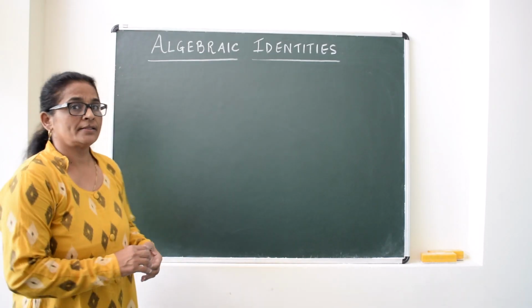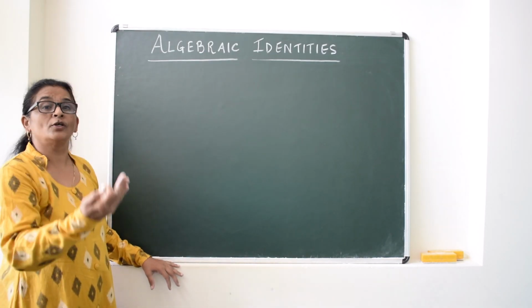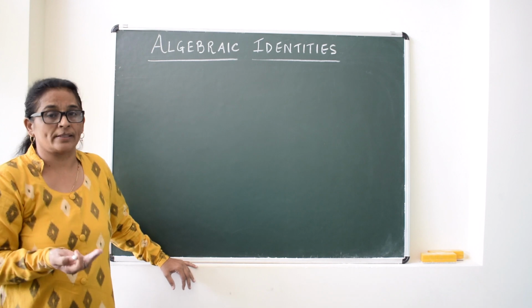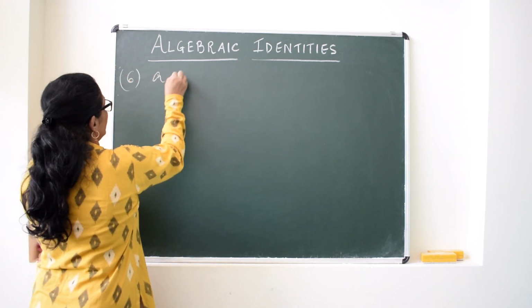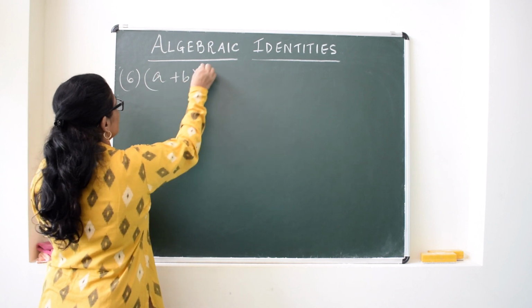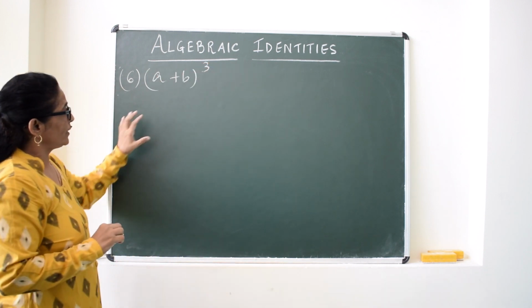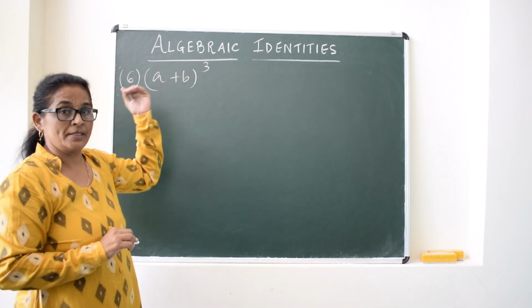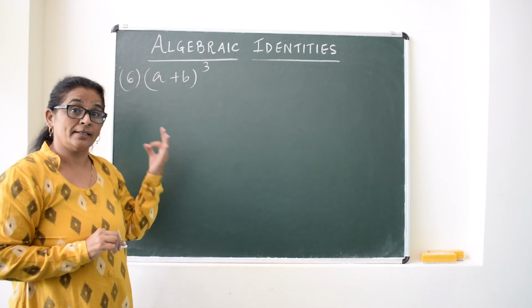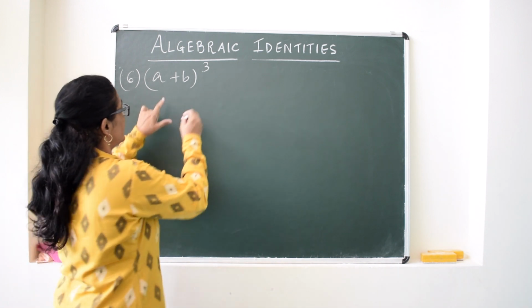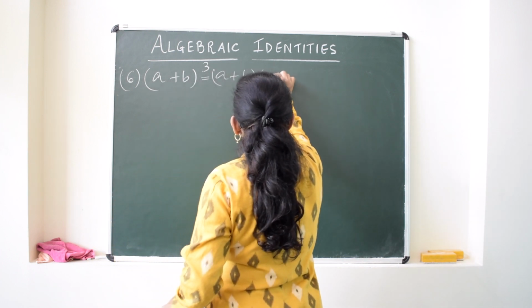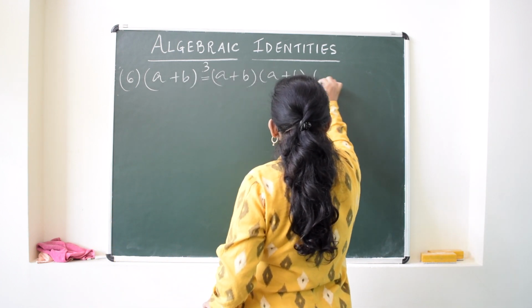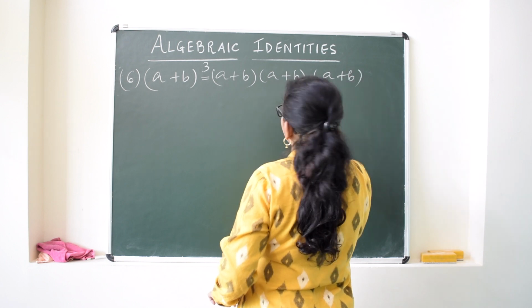Now the next identity is (a plus b) the whole cube. Till now what we had seen is squares. Now it is (a plus b) the whole cube. If you write any number's cube, it means the number is multiplied by itself 3 times. So we can say this is (a plus b) into (a plus b) into (a plus b).